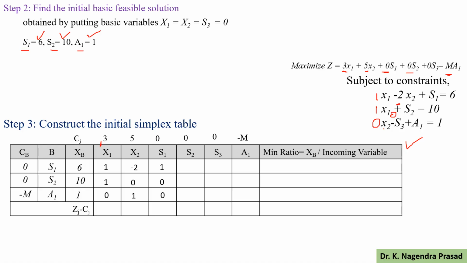And for the s1 column, 1, 0 and 0. Similarly for the s2 column, here in the first constraint there is no s2, so 0, 1 and 0. And for the s3 column, 0, 0 and minus 1. And for the a1 column, 0, 0 and 1.